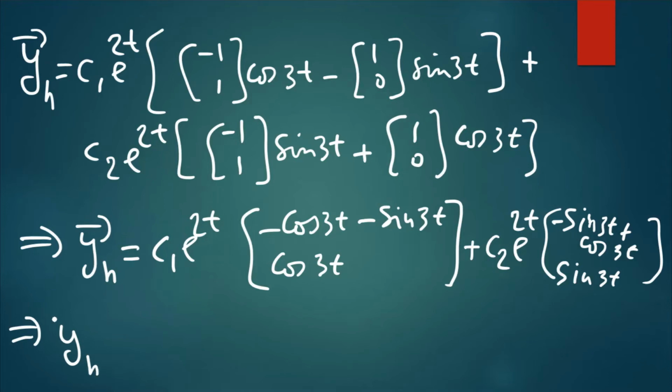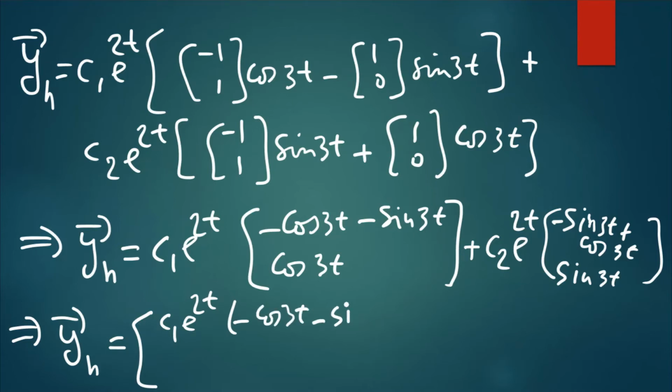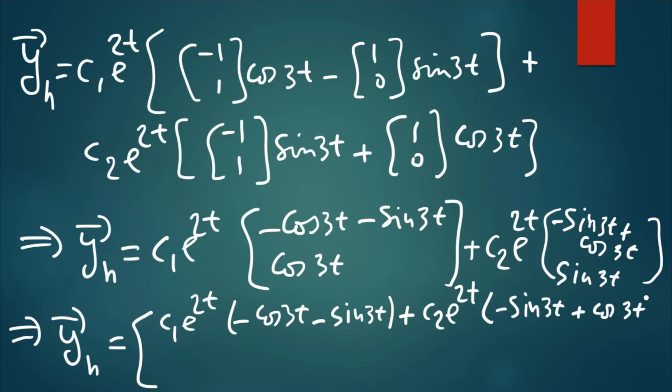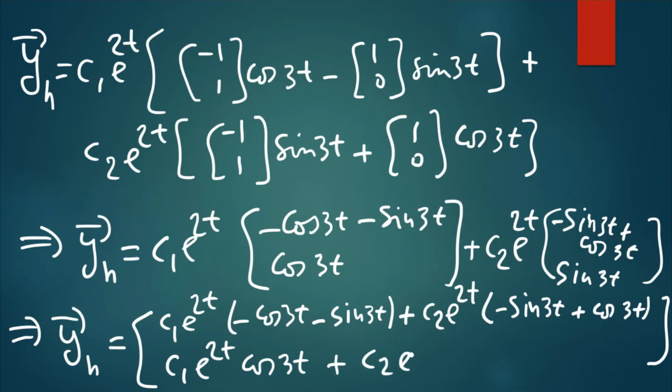So the final expression of y_h, the homogeneous solution: c1 e to the 2t times minus cosine 3t minus sine 3t, plus c2 e to the 2t times minus sine 3t plus cosine 3t. That's for y1_h. And for y2_h we have c1 e to the 2t times cosine 3t plus c2 e to the 2t sine 3t.